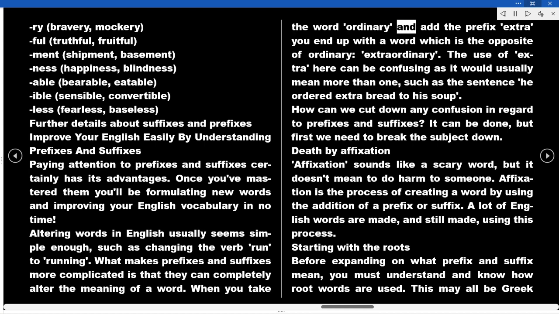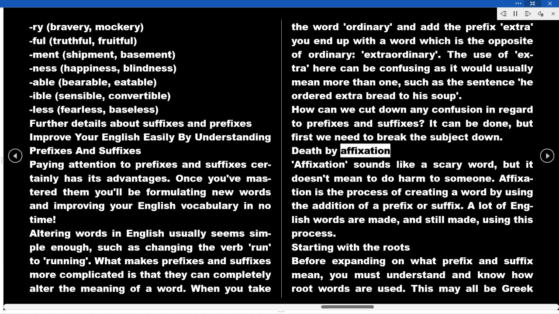When you take the word ordinary and add the prefix extra, you end up with a word which is the opposite of ordinary: extraordinary. The use of extra here can be confusing, as it would usually mean more than one, such as in the sentence "He ordered extra bread to his soup." How can we cut down any confusion in regard to prefixes and suffixes? It can be done, but first we need to break the subject down.